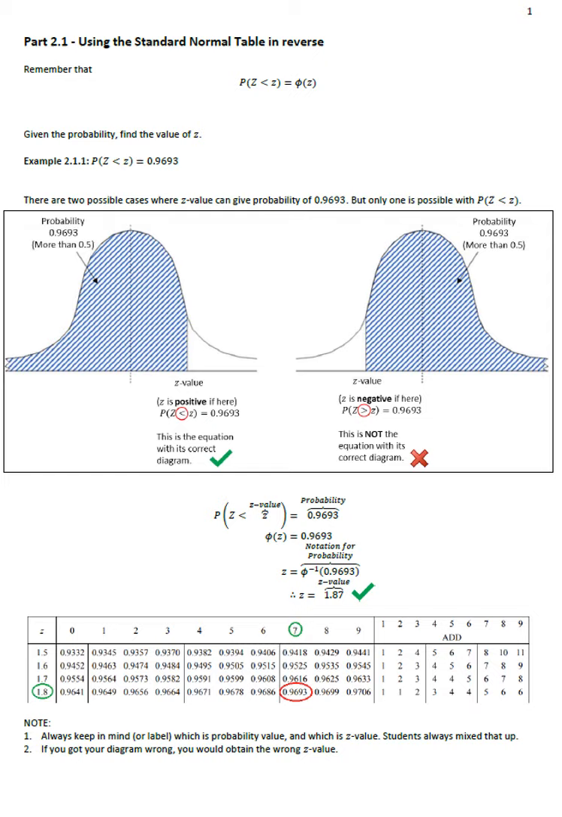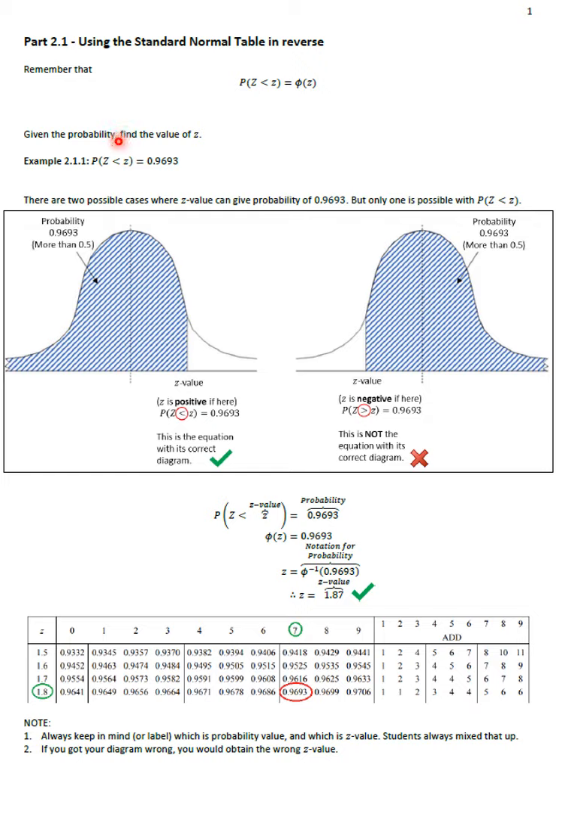Bismillahirrahmanirrahim. So for today's lesson, we're going to continue our lesson on normal distribution. For the first part of normal distribution, we have learned how to find the probability of a z value. So please briefly go through those notes before you do this part. The second part is the other way around. We are given a probability and instead we want to find the z value.